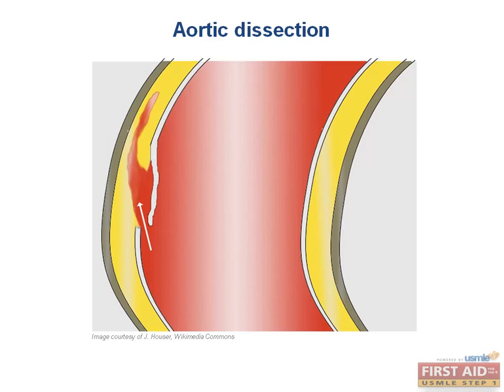A great diagram, because the white arrow shows us the initial longitudinal tear that occurs completely through the white layer, which is our intima. This is our intima, this is our media, this is our adventitial layer, this is our internal elastic lamina, this is our external elastic lamina.